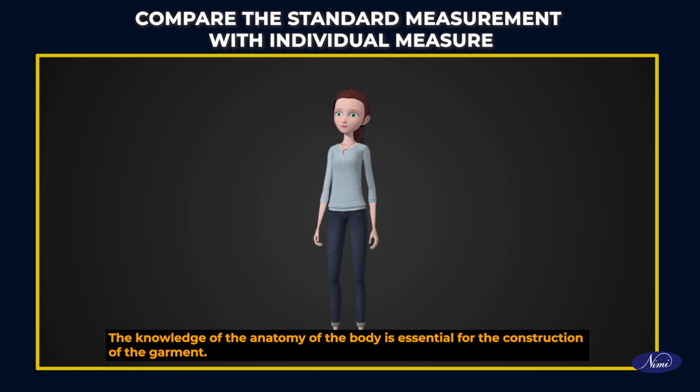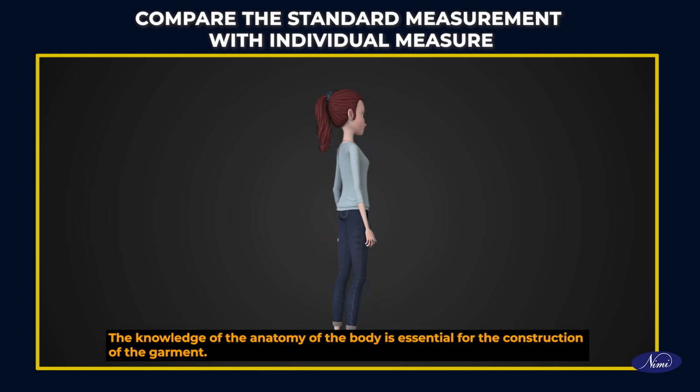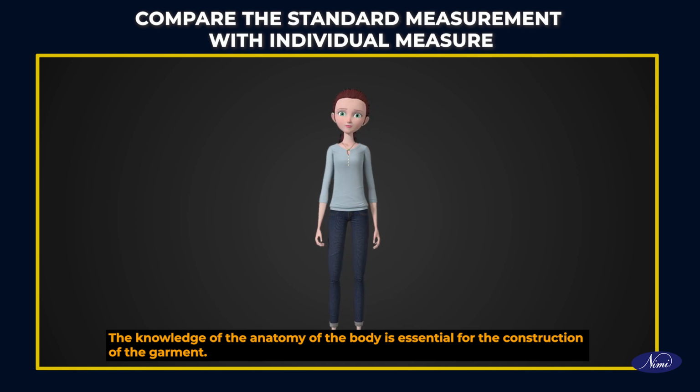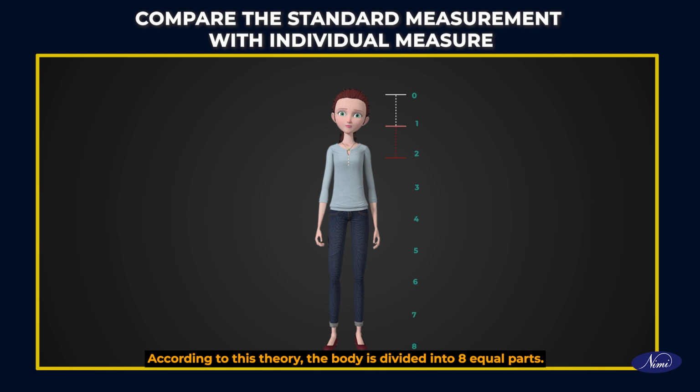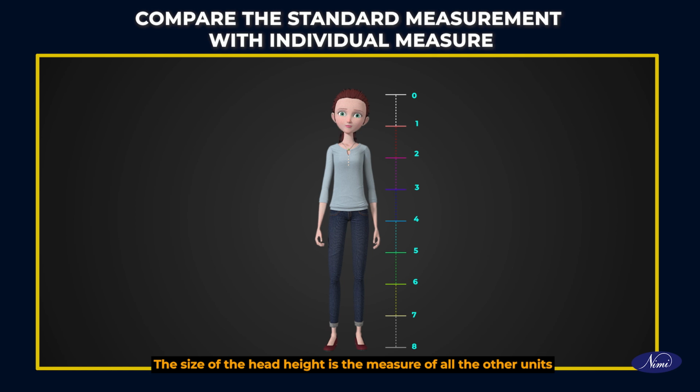The knowledge of the anatomy of the body is essential for the construction of the garment. The 8-head theory is a helpful system which describes some ideal proportions of human figure. According to this theory, the body is divided into 8 equal parts. The size of the head height is the measure of all the other units.